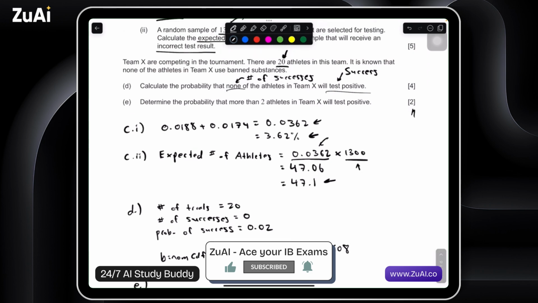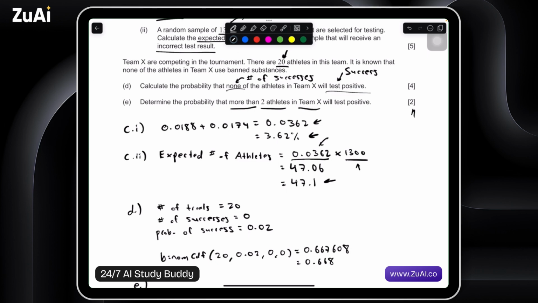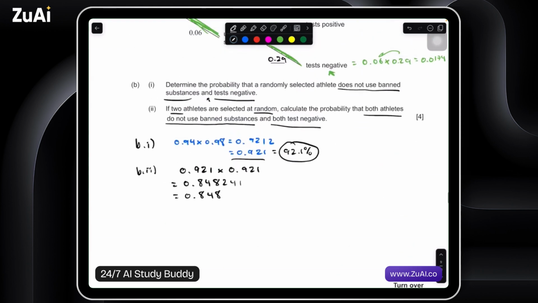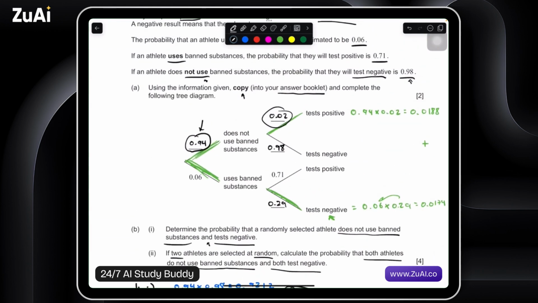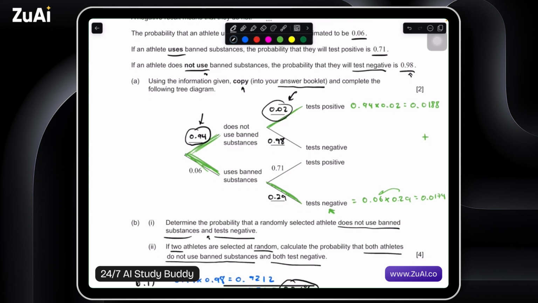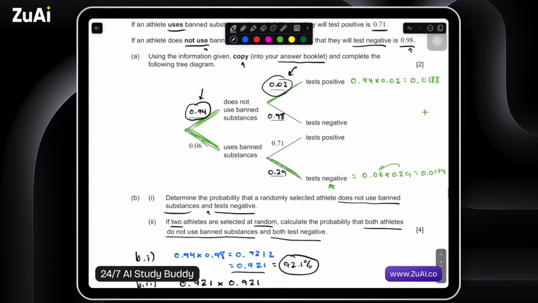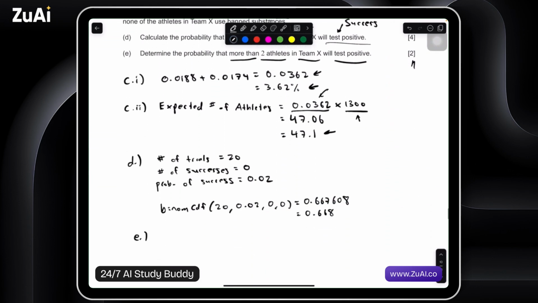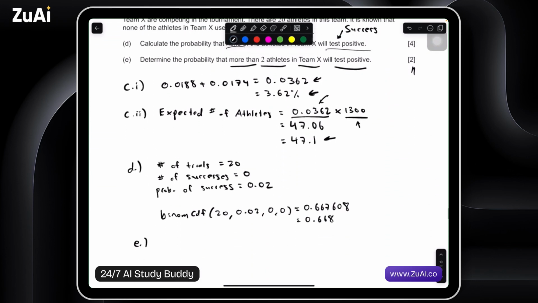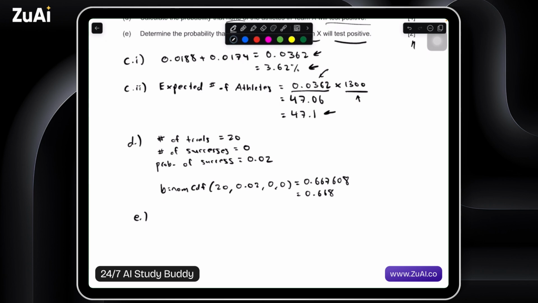Determine the probability that more than 2 athletes in Team X will test positive. So more than 2 athletes in the team will test positive. So this is still these individuals that do not use banned substances. This is the probability of success. I mean, it's not exactly a success to test positive, in this case at least, but we can define success. You can kind of think of it as the probability of occurrence. Okay, so let's go ahead.